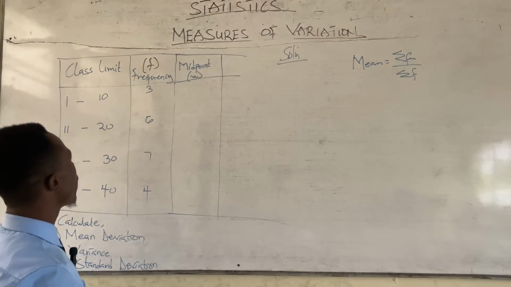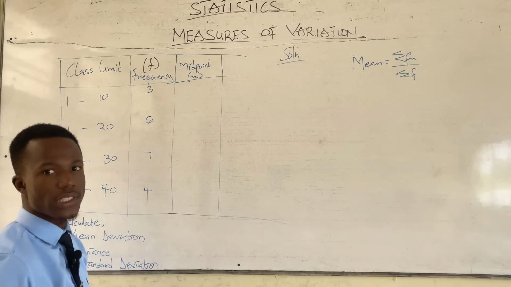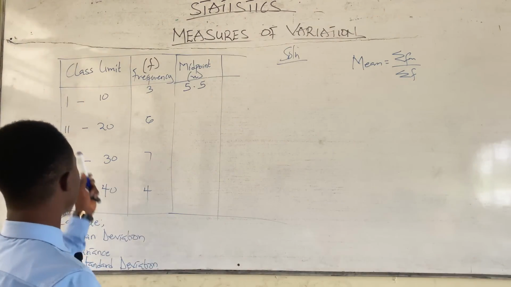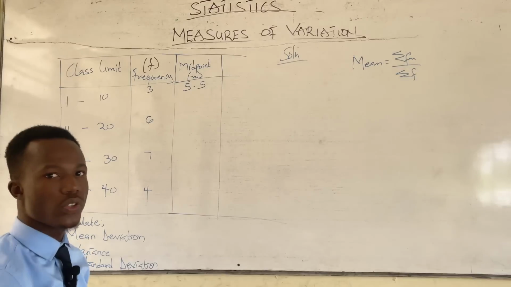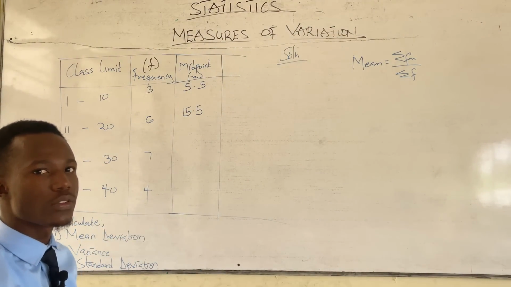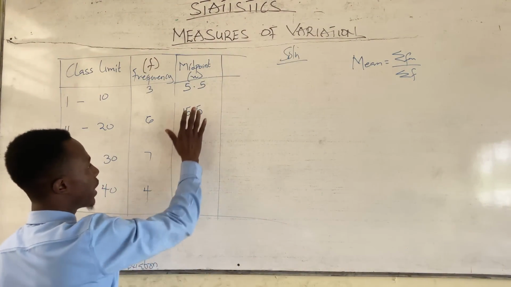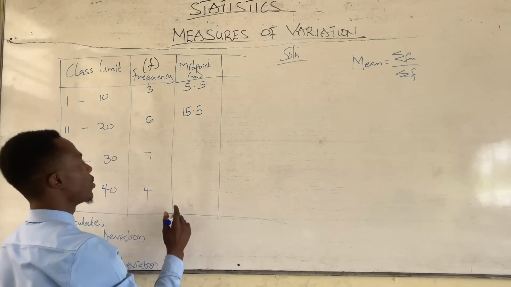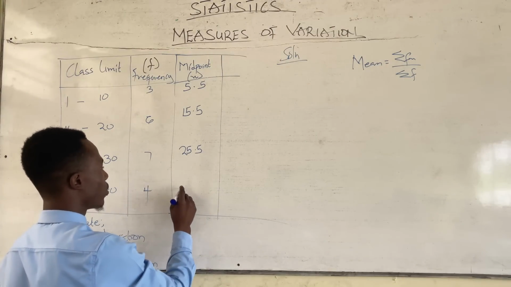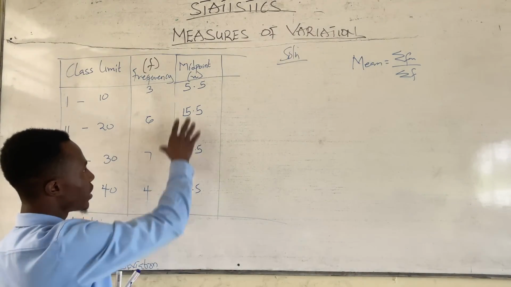For x, the midpoint, you just add these two and divide by 2. So 1 plus 10 is 11, then you divide by 2 to get 5.5. Then you do the same for the next one: 31, divided by 2, gives 15.5. To save time in an examination, you find the difference between the two, which is 10, and keep adding 10. So 15.5 plus 10 gives 25.5, then adding 10 gives 35.5, instead of adding and dividing for each class. So these are the midpoints that we have.